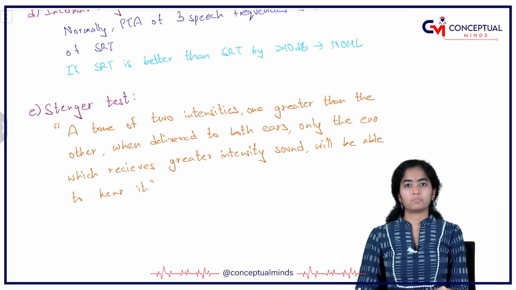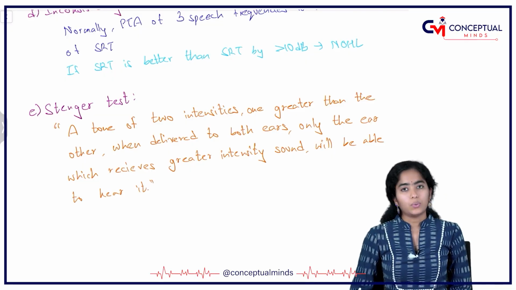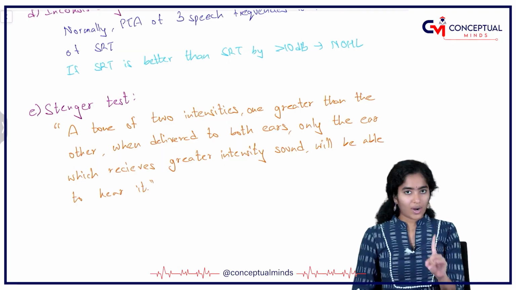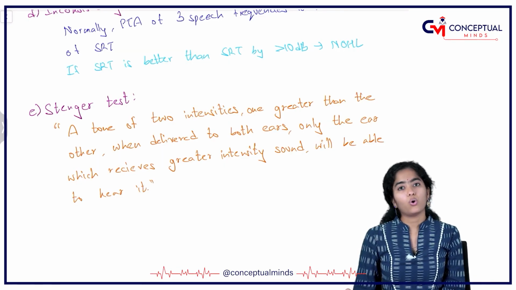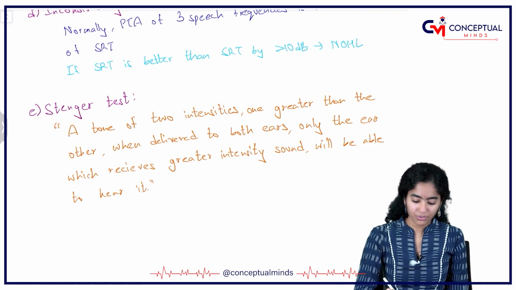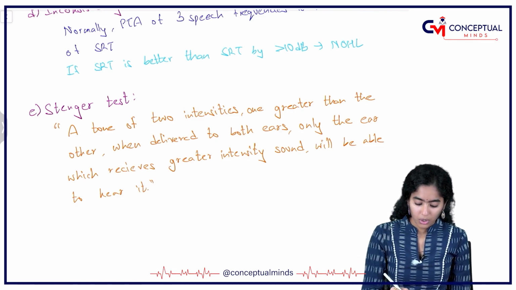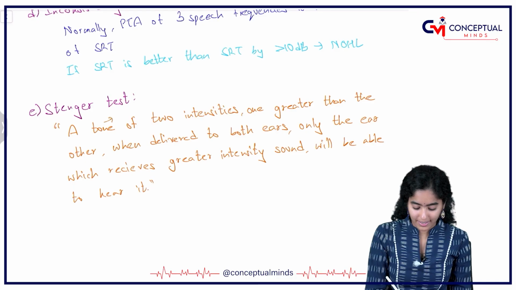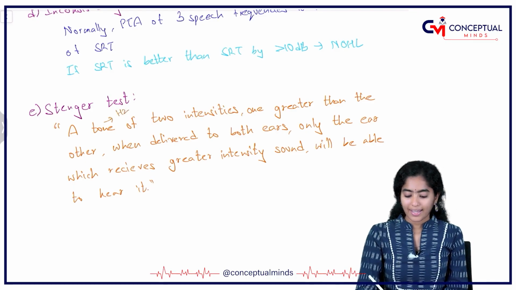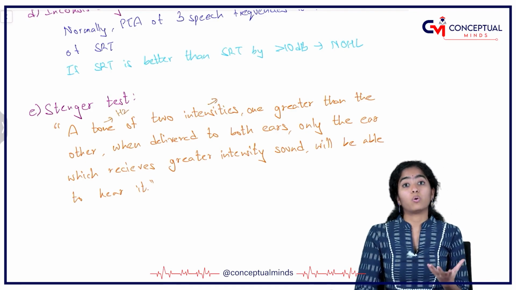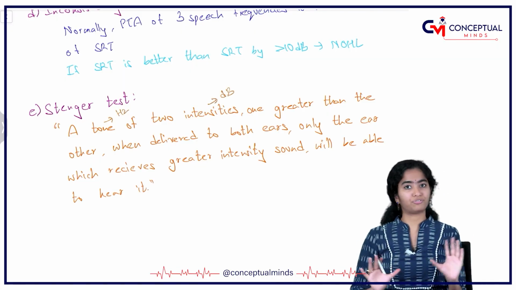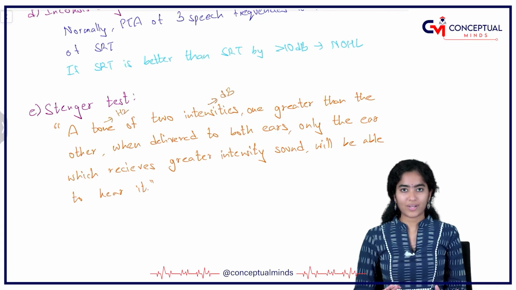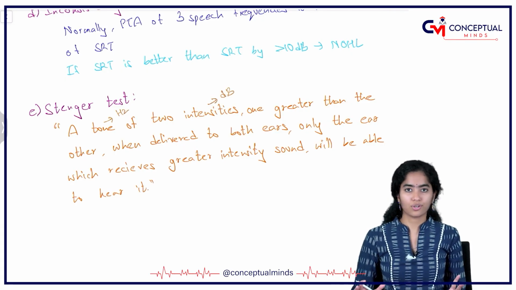What does this mean is, you take a single tone, one tone. You select say 512 Hz tuning fork. Tone means it is related to the frequency. Tone is about frequency. It is measured in Hertz. Intensity is about the loudness. It is measured in decibels. They both are two different things. Tone is about frequency and intensity is the loudness of sound.